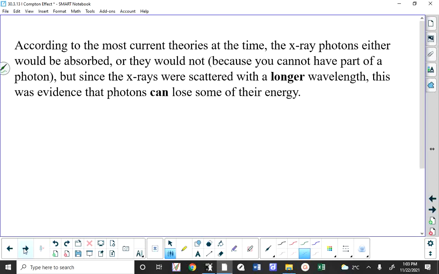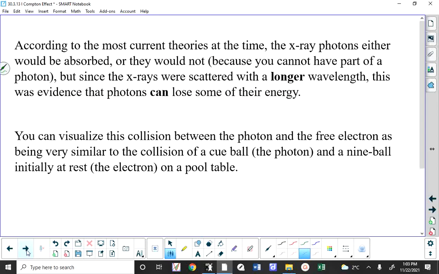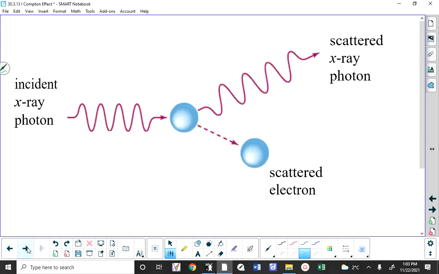And I'll tell you right now, photons can lose some of their energy as long as they collide with a free particle. If they collide with an atom, the photon must be absorbed or not, one or the other. It can't be partially absorbed. So photons can lose some of their energy as long as they collide with what's called a free electron. All right, so this is very similar to the collision between a cue ball and an 8-ball, right? It's a two-dimensional collision, really, except it's not a cue ball, it's a photon.